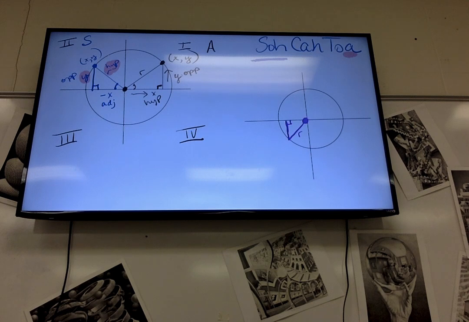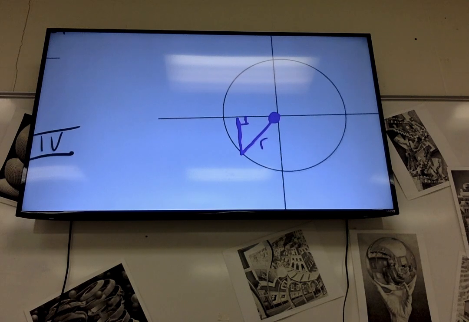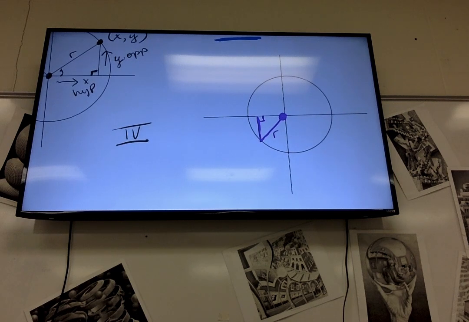R is not positive. Or not negative, sorry. R is positive, always. It's the radius. What about X? Positive or negative? To get to my X coordinate, going this way, negative. It is negative because I'm going to the left, right? Correct. And what about Y? Negative. It's also negative because I'm going down on the x-axis.